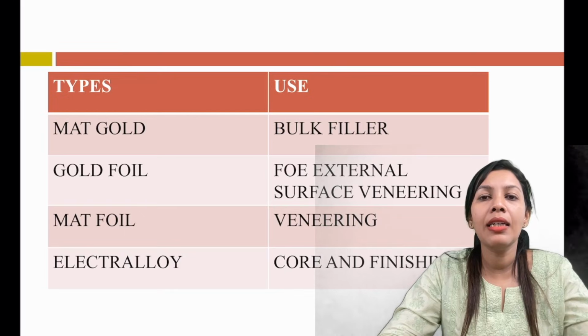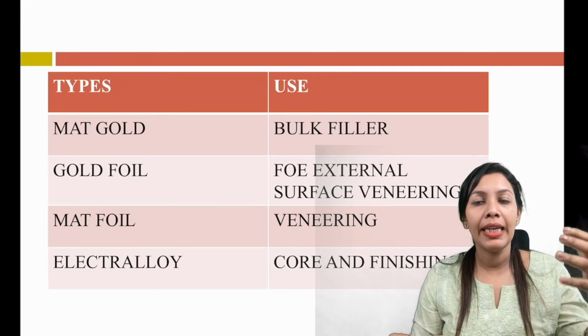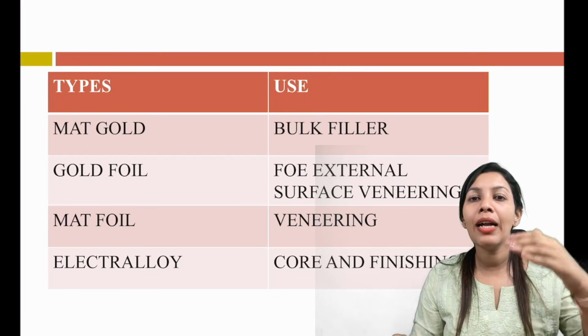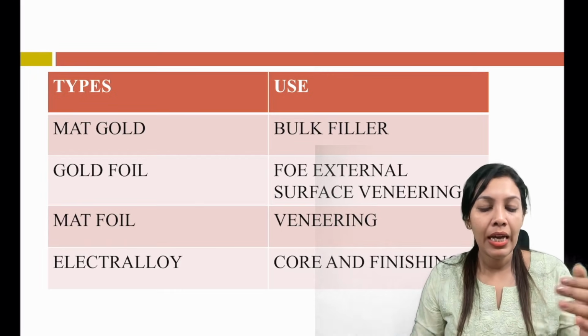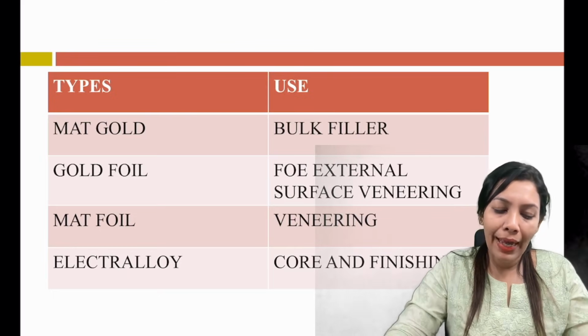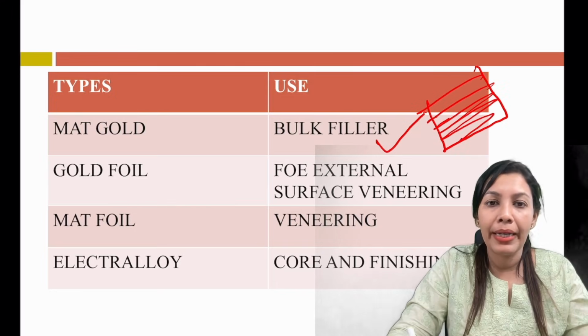Now, this is another very important table. To summarize, we studied the gold foil, the electrolytic precipitated gold, as well as the powdered gold. In each, we need to study the differences. Now, where do we apply all these? First is the matte gold. Matte gold is applied in bulk filling.